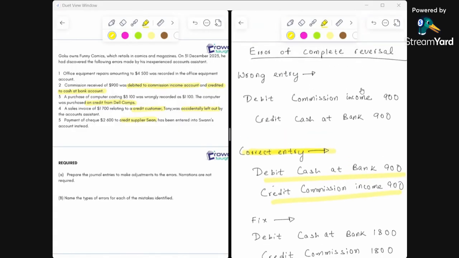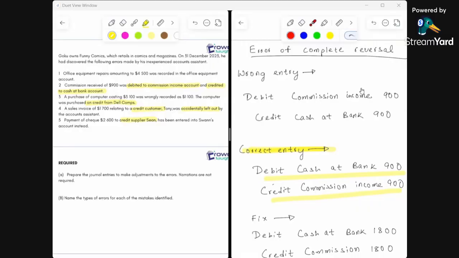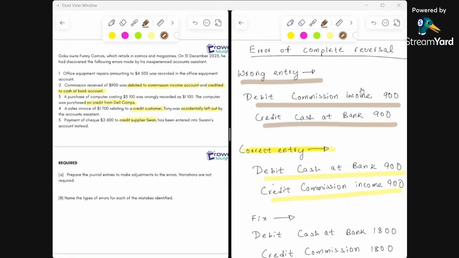Okay? But what my inexperienced accounts assistant had done was to record it the exact opposite, where the commission income account was debited by 900 and the cash at bank account was credited by 900. So you can clearly see that this is exactly the opposite of what we are supposed to do. And that is why we can call this an error of complete reversal. Complete reversal here simply means that you did exactly the opposite of what you're supposed to do.